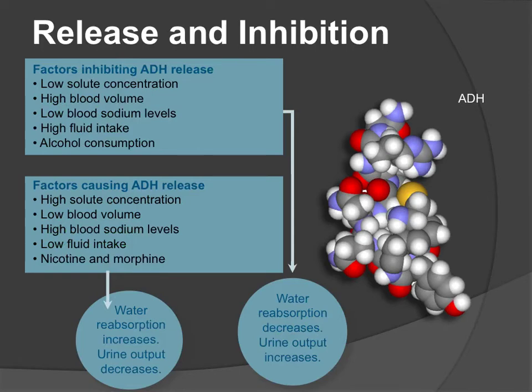It could also be that you've actually just got a low blood volume generally, so that's what these receptors are picking up on too. Low fluid intake, so it might be that you're becoming a little bit dehydrated or a bit thirsty. And there's a couple of other things here too, like nicotine and morphine can cause ADH to be released also. So ADH, antidiuretic hormone, means that you retain water. So down here you are reabsorbing more water, and therefore the urine output will decrease.